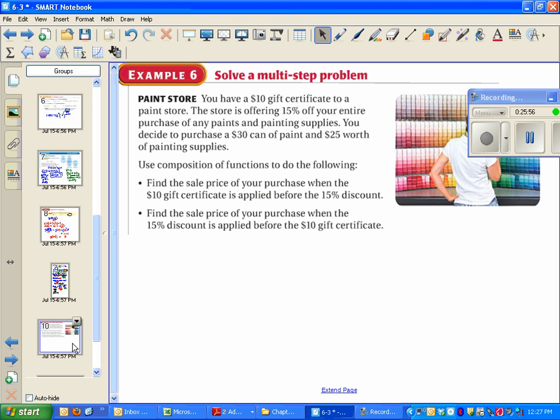So let's find the total amount of the purchase first. Okay, so we're going to use composition. So overall, we're going to find the sale price of the purchase when the $10 gift certificate is applied before the 15% discount. And then we're going to find the sale price of the purchase when the 15% discount is applied before the $10 gift certificate. One's actually cheaper for you, although not many people know that. So this will be important, especially if you get gift cards for your birthday or for Christmas. All right, so step one, let's find the total amount of the purchase.